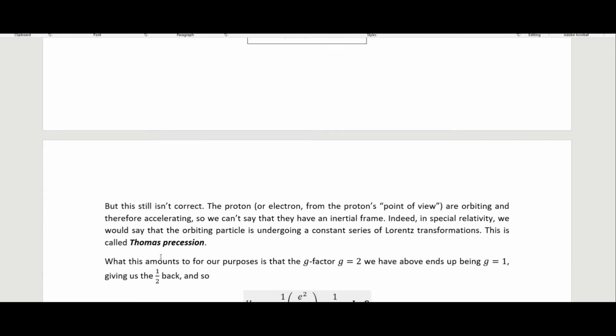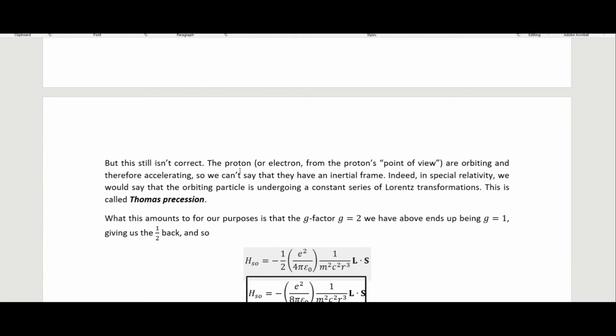But we know that this can't be right because the proton or the electron, if we're thinking of the proton's point of view, are actually orbiting, which means there's an acceleration going on. There's an acceleration inward towards the nucleus of the electron. So in special relativity, we'd say that the orbiting particle is undergoing a constant series of Lorentz transformations. So it's sort of boosting into a new inertial frame of reference at pretty much every point along the orbit. And this is actually called Thomas precession, which I'm not going to get into too much here.